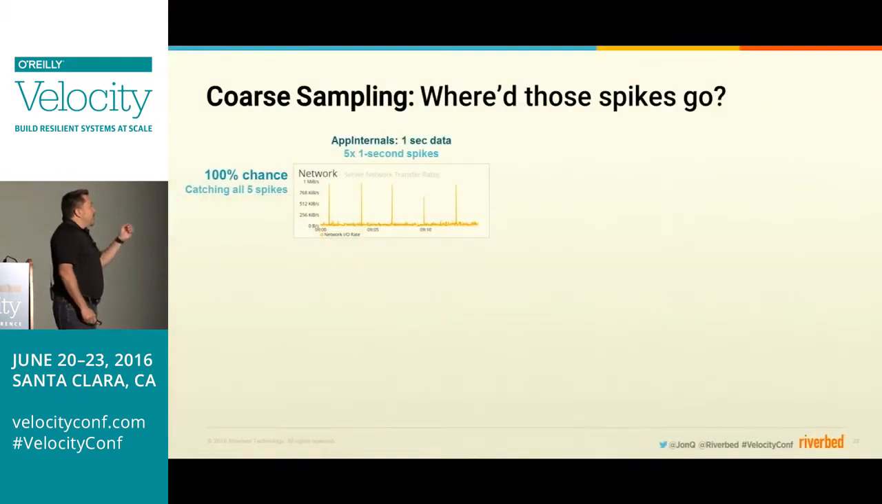Quality of data is critical when you're monitoring things. If it's too coarse, better not to have it at all. You don't even know you've got an issue. You can't solve a problem if you can't even see the problem. So here's a real-world example.